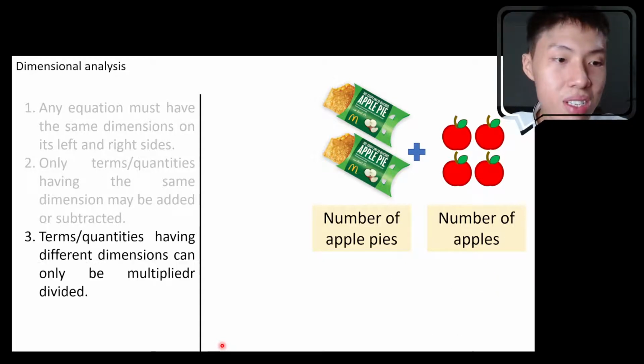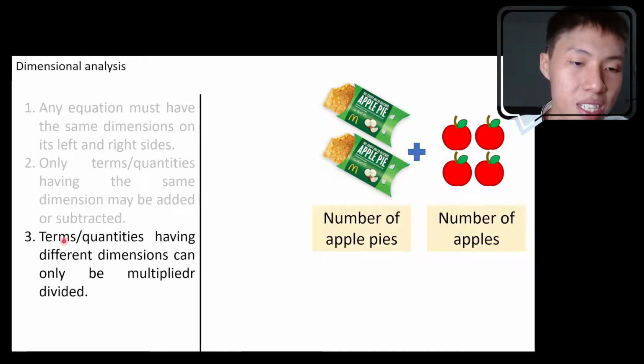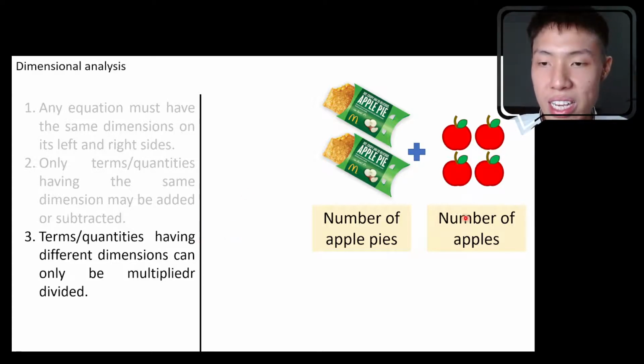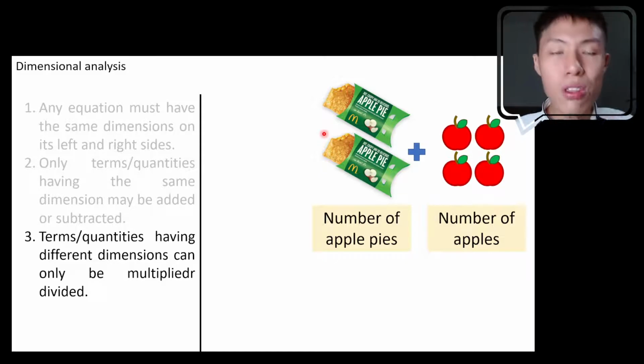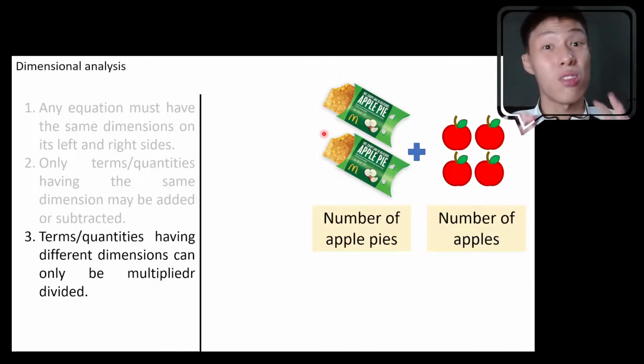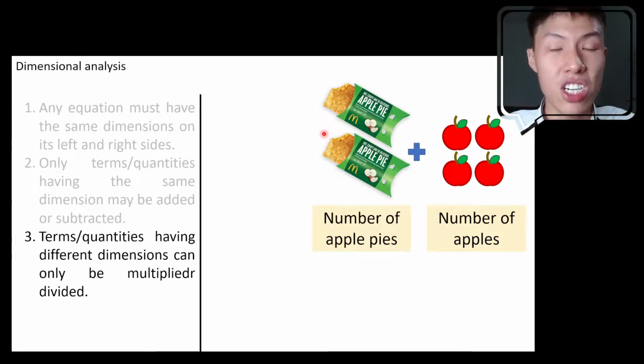Okay, now the third one. The third one: terms or quantities having different dimensions can only be multiplied, or divided. Multiplied or divided. Okay, so in this case, number of apples and number of apple pies, if you really want to make it a valid equation, it can only be a multiplication, not an addition or a subtraction. Okay, multiplication or division is allowed.